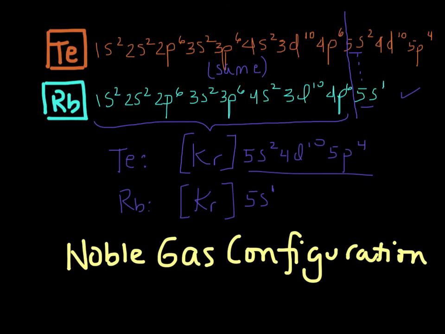But how about you practice and you do a configuration for, why don't we just go a little deeper on the table and do number 82, lead, element number 82. Go ahead and do the long one. You can do it. Go the whole way, the long way, and then do a noble gas and see how much better that feels.